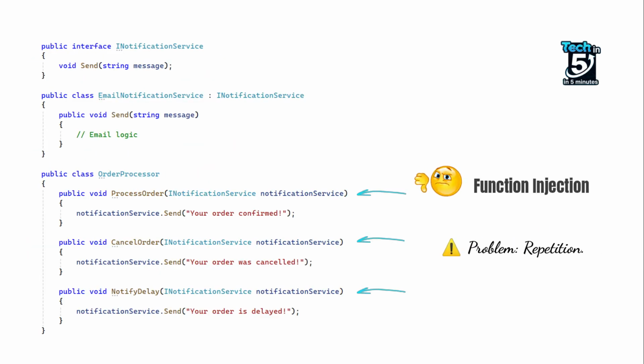A simple way to inject dependencies is function injection, passing them as parameters to each method. It's fine for one-off methods, but quickly gets messy when many methods need the same dependency. Every method now takes the same dependency repeatedly. It clutters method signatures and makes the class harder to use. Constructor injection fixes this neatly.